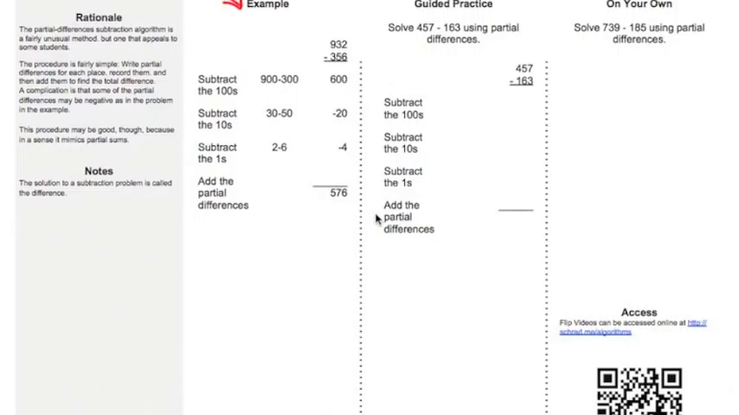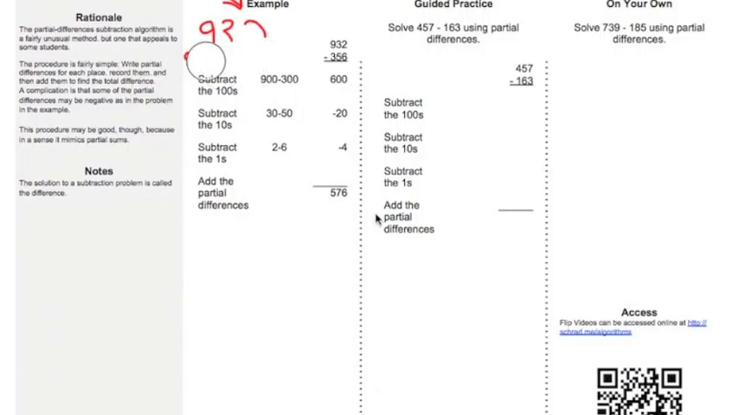Now, similar to partial sums, you have to know your place value and the value of the digit in the place value. So, for example, in 932, the 9 is worth 900. The 3 is worth 30, and the 2 is worth 2. So when I get them all together, 900 plus 30 plus 2, that's 932.